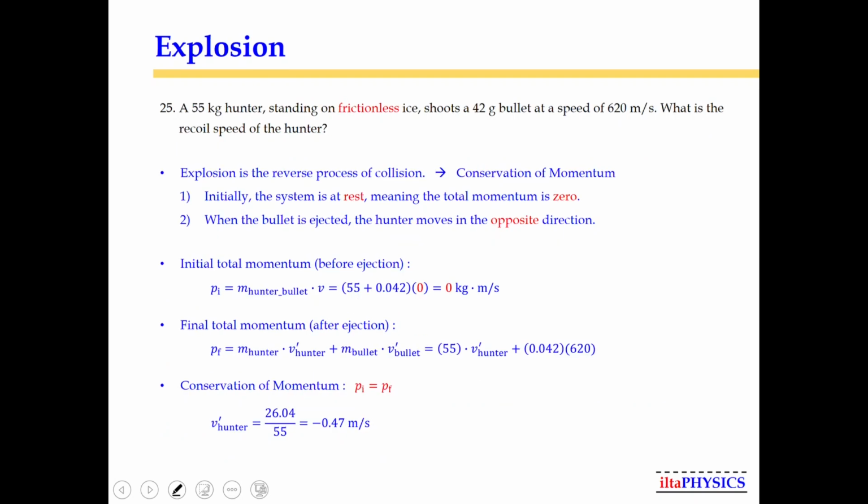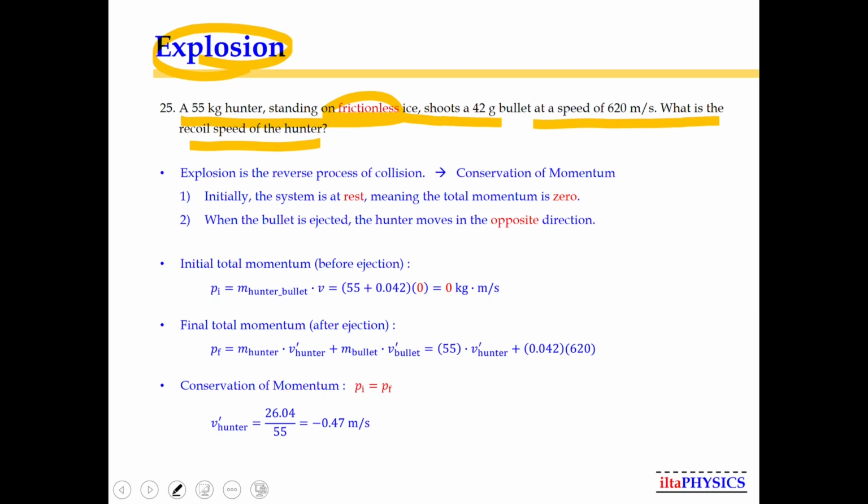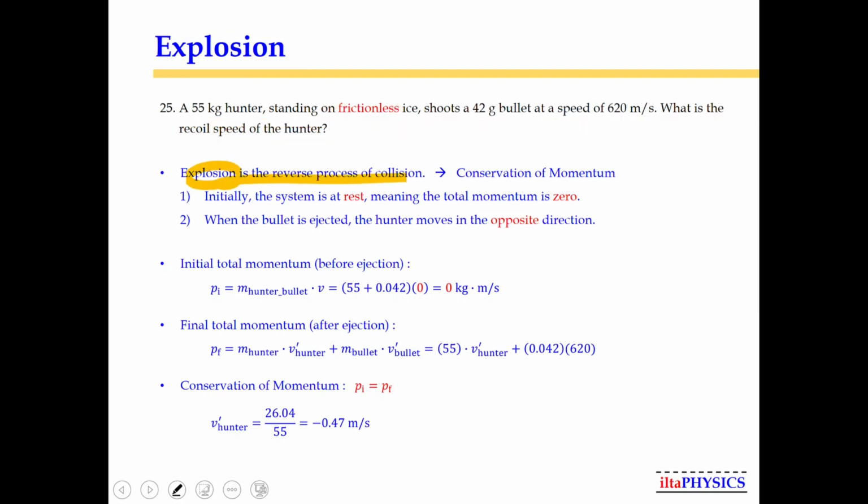Problem number 25 is a classic explosion problem. When a hunter fires a gun while standing on frictionless ice, the bullet moves forward and the recoil pushes the hunter backward. Again, think of an explosion as a reverse collision. We apply the conservation of momentum where the initial total momentum equals the sum of the individual momenta after the explosion. Usually, everything is at rest before the explosion, so the initial momentum is zero. Remember, the bullet and the recoiling hunter move in opposite directions.